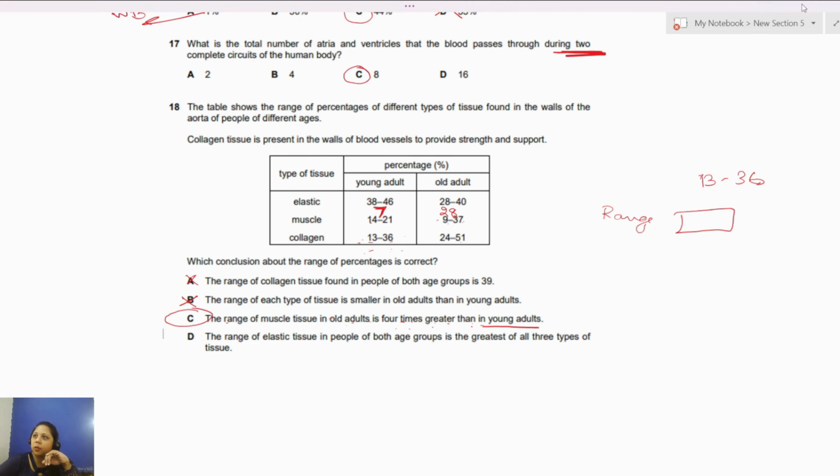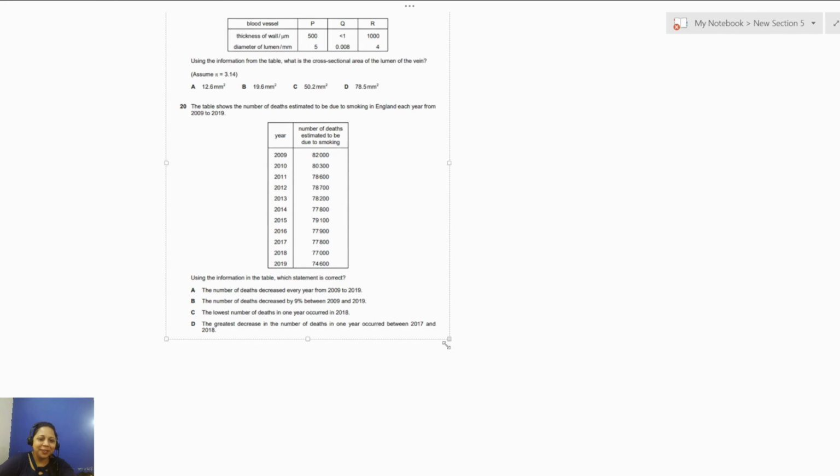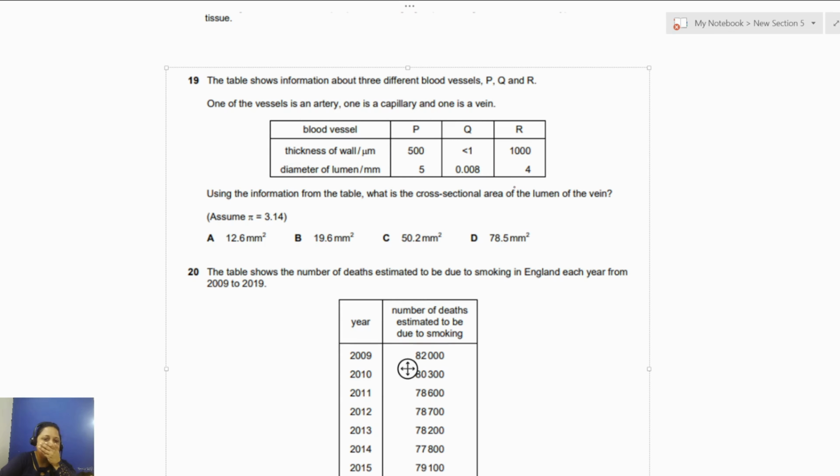Okay, let's move to the next one. A bit technical one. Let's just decode it. The first question is, there is a thickness of wall given in P, Q and R, and diameter is given. Calculate the cross section area. How do you calculate it? It would be pi r square.